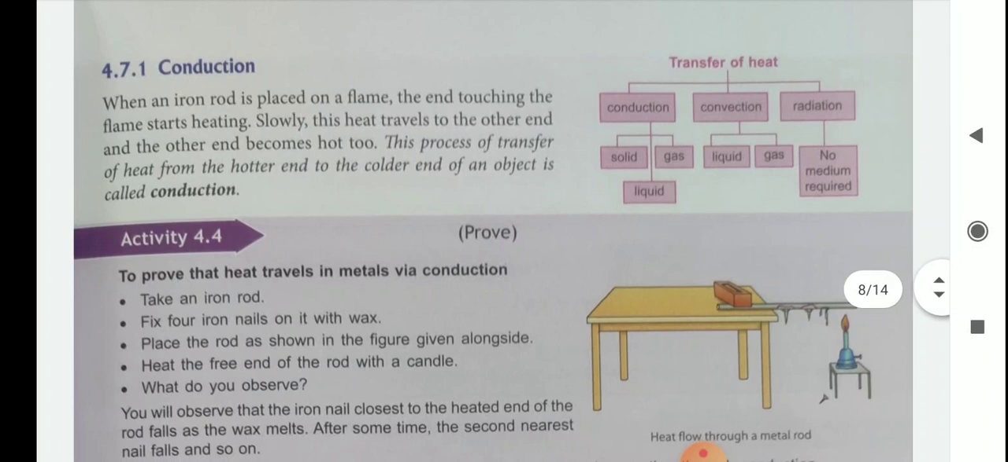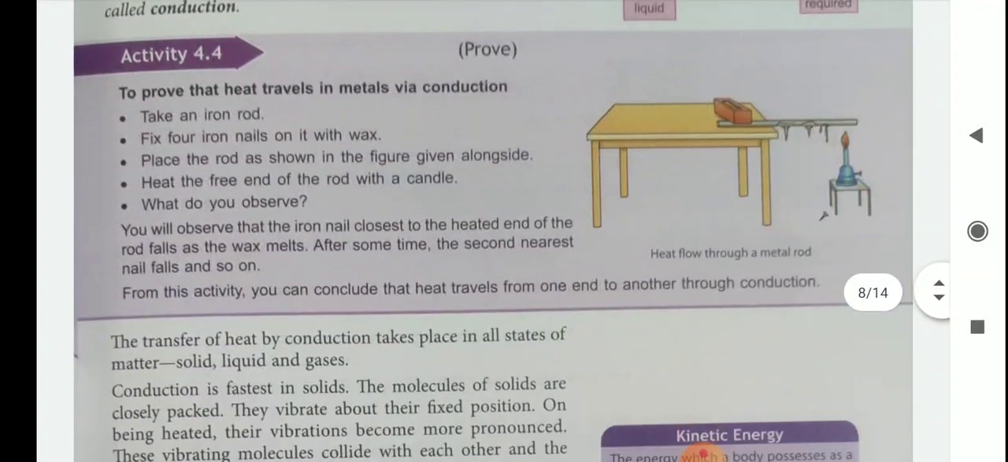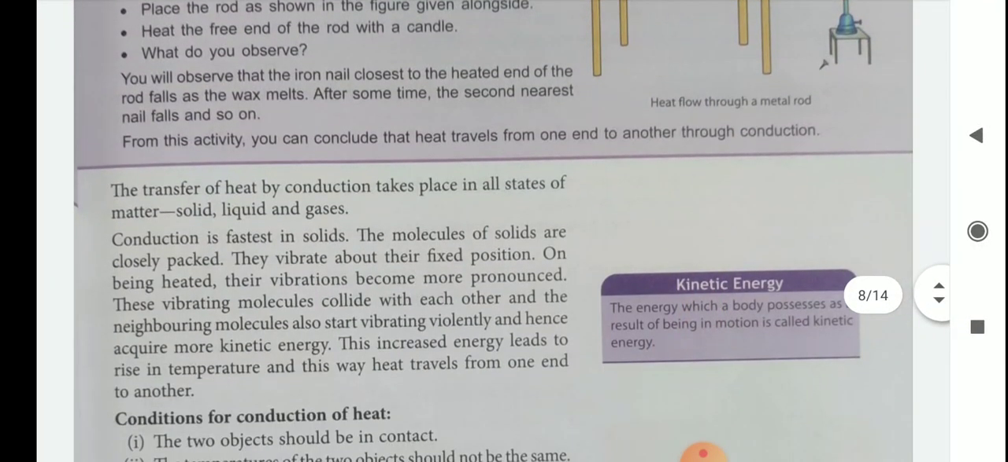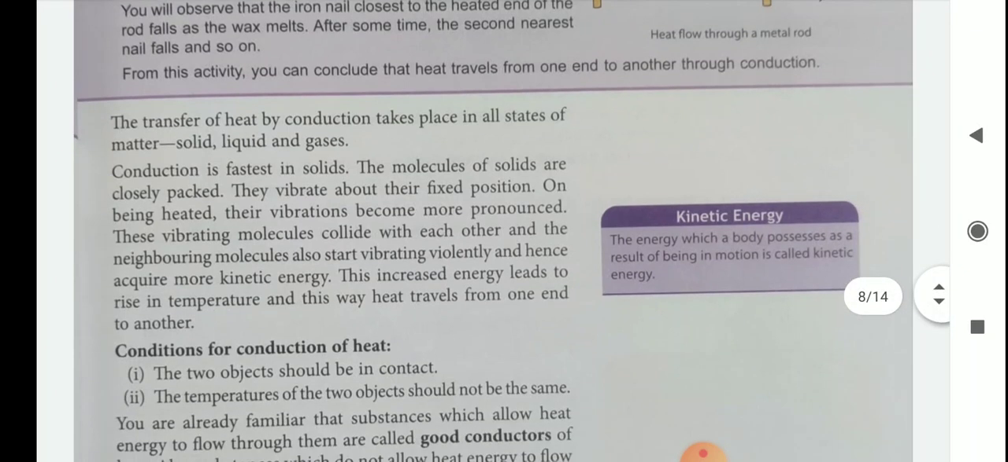So what is conduction? The process of transfer of heat from the hotter end to the colder end of an object is called conduction. Okay. The transfer of heat by conduction takes place in all states of matter: solid, liquid and gases. Conduction is fastest in solids.